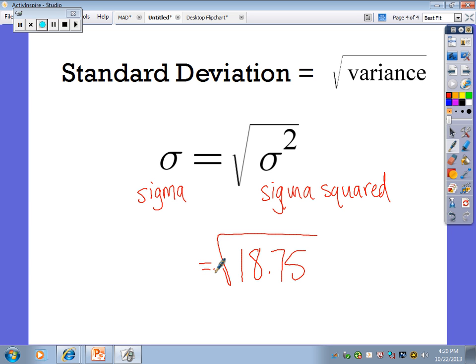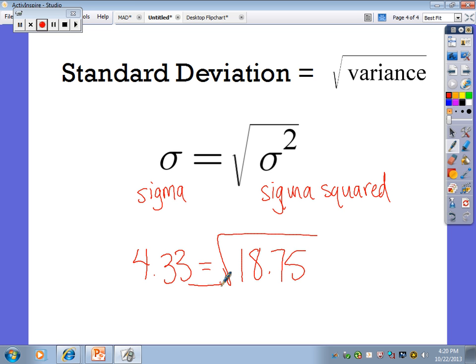So you pick up your calculator, you do your square root of 18.75, and you get 4.33. Now there's more numbers after that, but I always round to the closest hundredth. But the more decimal places you have, the more accurate your standard deviation is going to be. So what does this all mean?